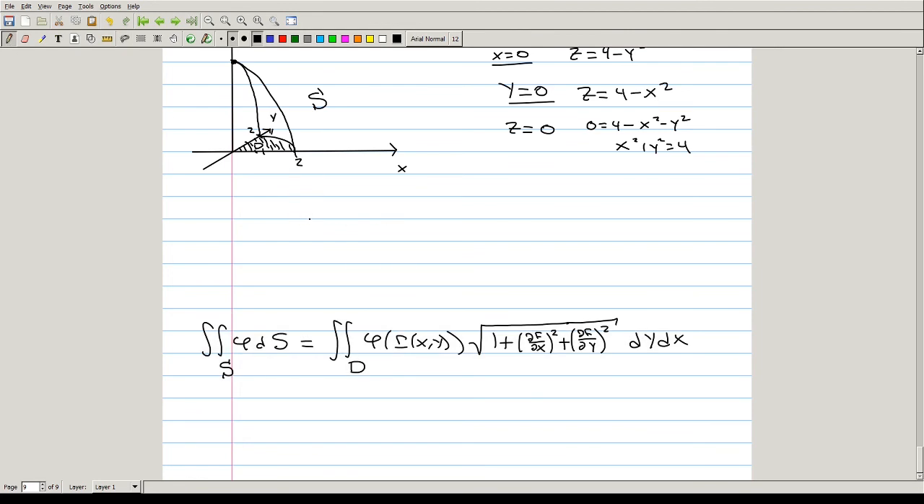So in order to evaluate this, we first need the partial derivatives of f with respect to x and f with respect to y, which we have. The partial derivative of f with respect to x is going to be the partial derivative of 4 minus x squared minus y squared, which is equal to negative 2x. And a similar calculation will yield that the partial derivative of f with respect to y is equal to negative 2y.